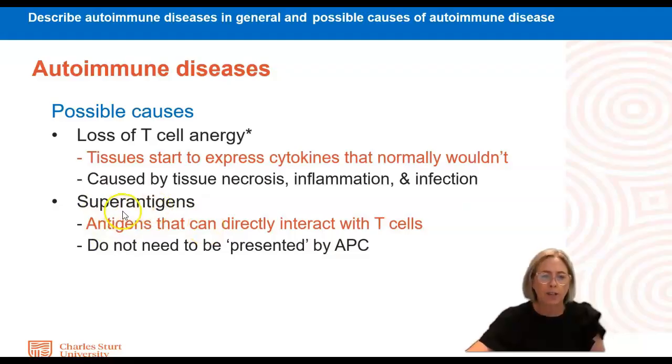And these super antigens are antigens that can directly interact with T cells. So normally the antigen needs to be presented by an antigen presenting cell, but these super antigens, some bacterial toxins act as super antigens, for example, botulism toxin, they can actually directly interact with T cells.